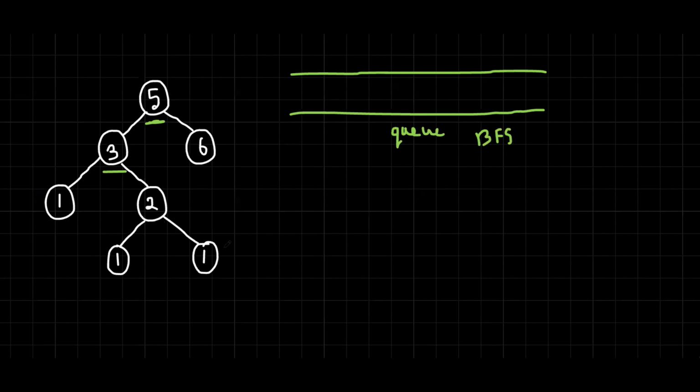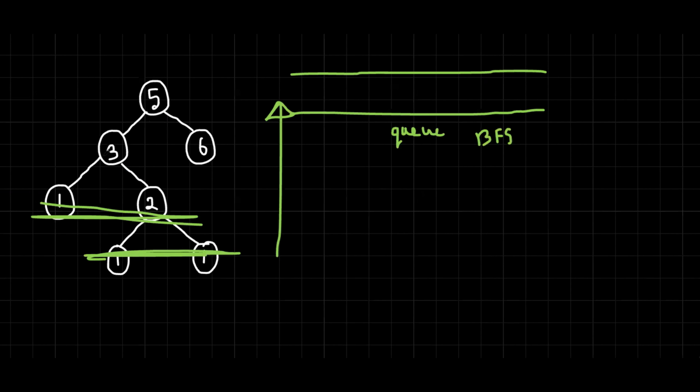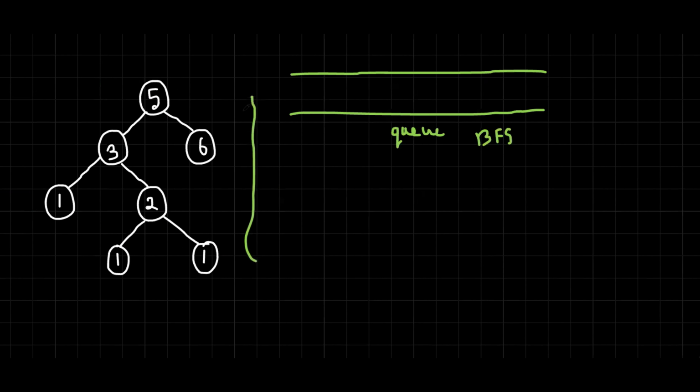Now, how can we solve this problem? As we have to find the level order traversal from top to bottom, that means we have to return this level first. After that, we have to return this level. After that, this level. After that, this level. So, to find the level order traversal from top to bottom is a little bit complex. Instead, we can find the level order traversal from top to bottom and we will simply reverse the order and we will get the answer.